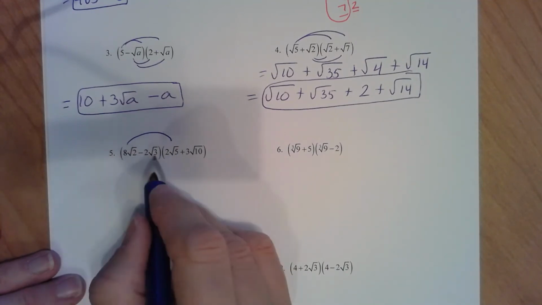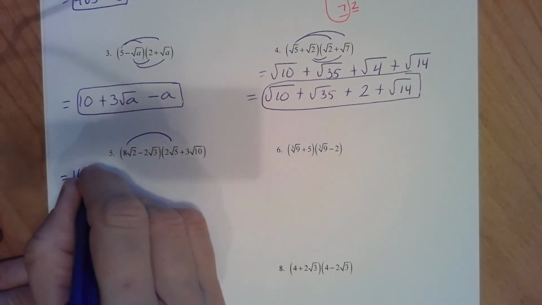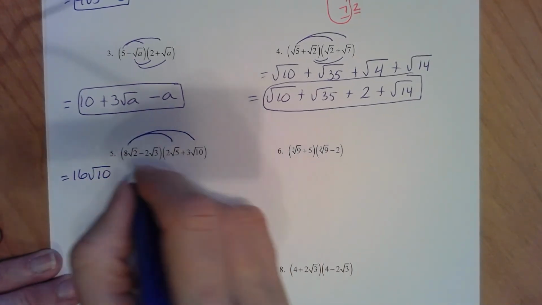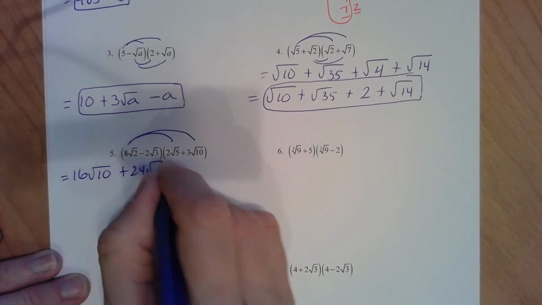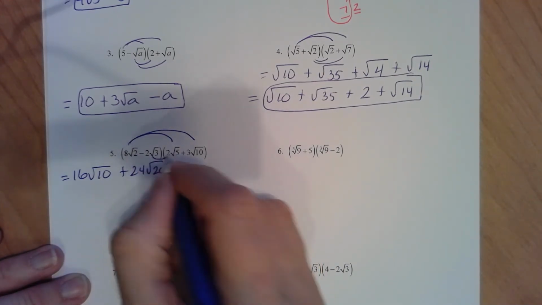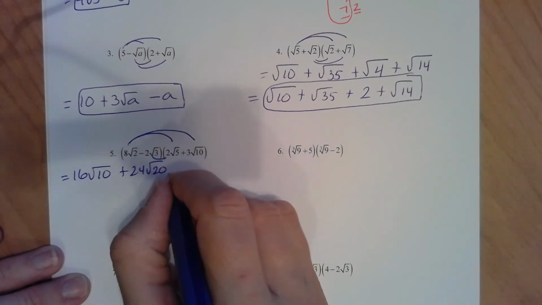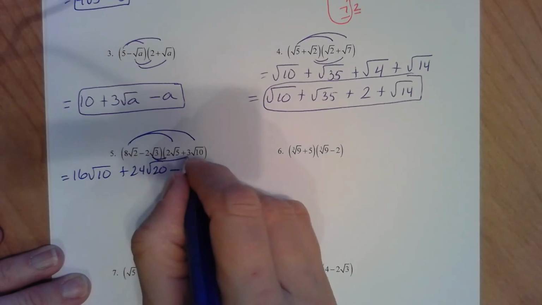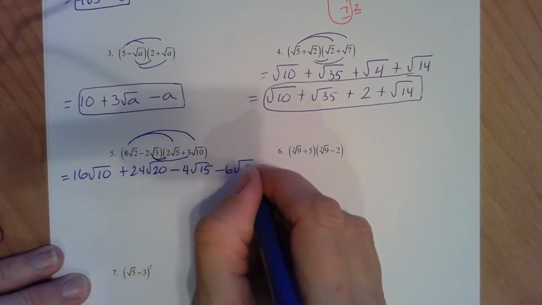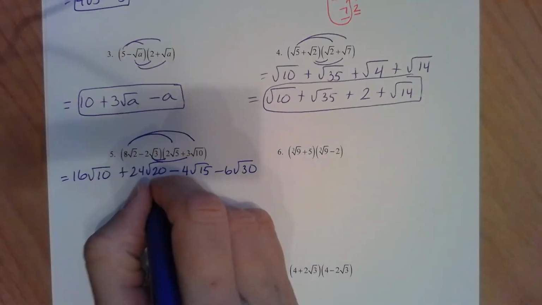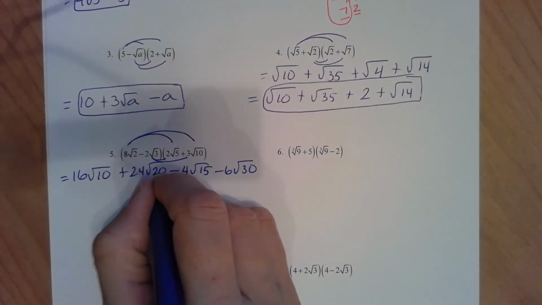underneath. So 8 times 2 is 16, square root of 2 times 5, which is 10. Then 8 times 3 is 24, square root of 2 times 10, which is 20. 2 square root of 3 times 2 square root of 5 with that negative is minus 4, square root of 15. And negative 2 times 3 is negative 6, and 3 times 10 is 30. So then you look to see if you have anything that can come out of it.